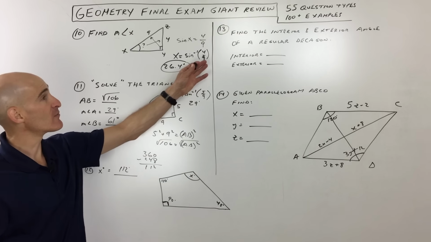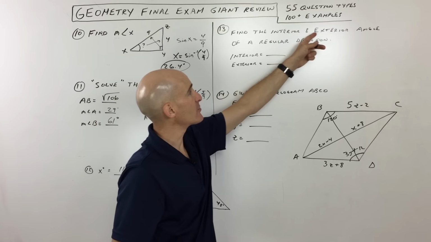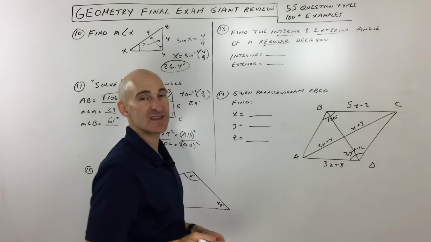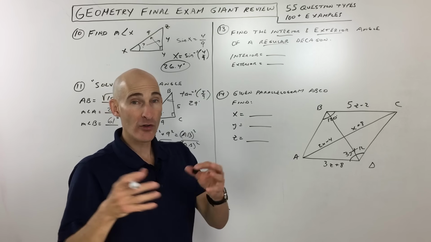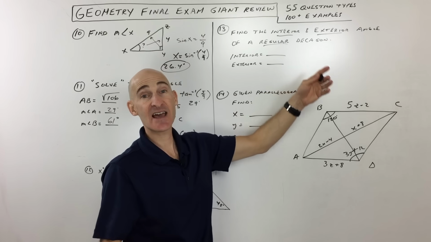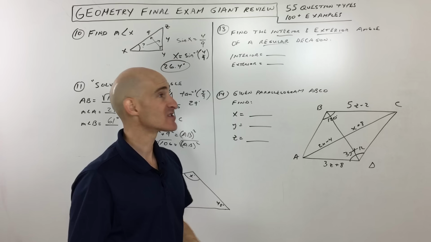Okay, let's go to number 13. It says find the interior and the exterior angle of a regular decagon. Now, what does it mean when they say regular? Well, regular means that all the sides are the same, all the angles are the same. That's what regular means. And decagon is like decade, 10 years in a decade. That means there's 10 sides.